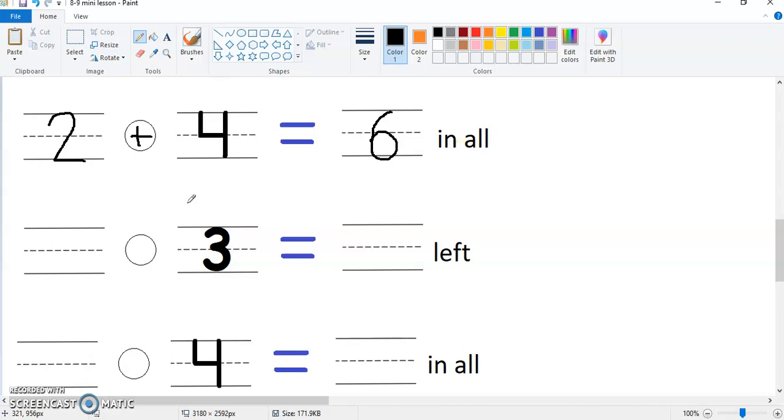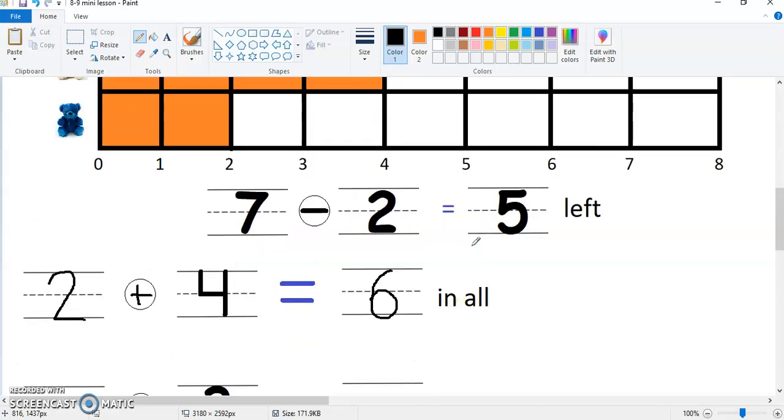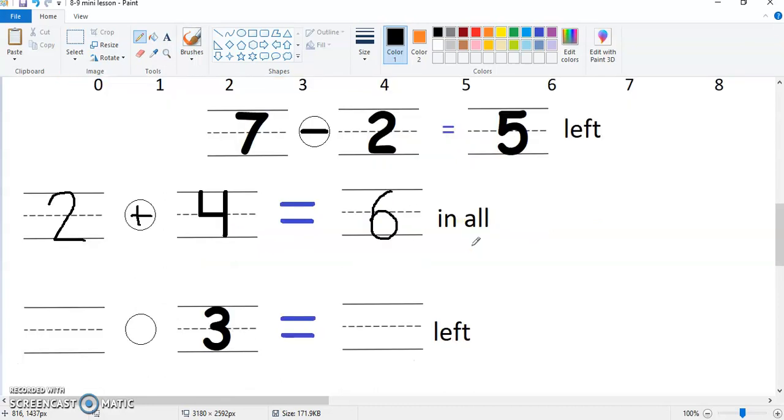Okay, looking at the heart row, it says Tim takes 3 yellow bears from the box. How many yellow bears are left in the toy box? So when we say takes, do you think that's plus or minus? Takes means minus. When we say how many left over, that means we had to take some away. That means minus. And we took away 3. So we're going to write a minus sign in the little, there we go. And we took 3 away.